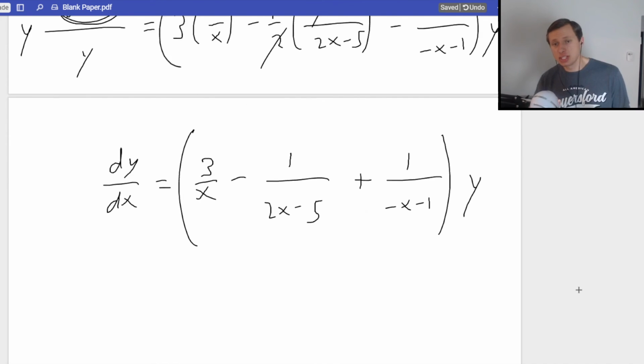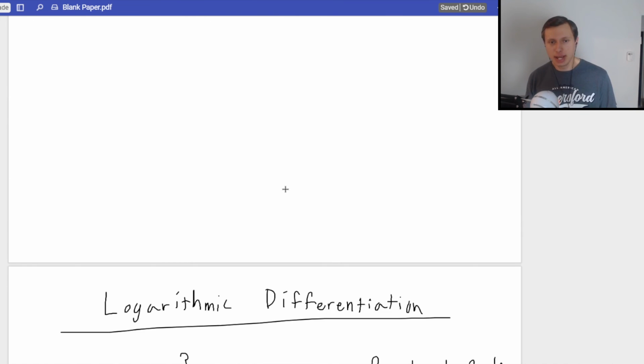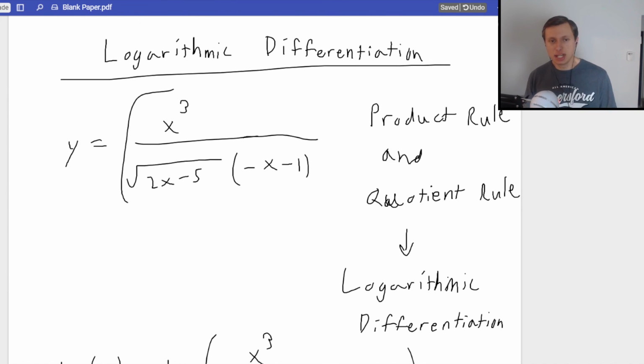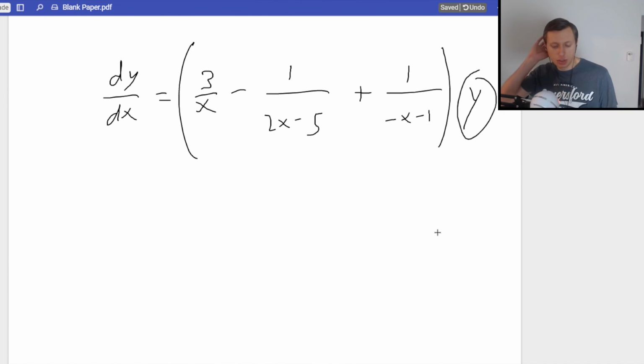Now, I would love to say this is the final answer, but it's not. And that is because the last thing we need to do with this problem, notice we did not have a y in our initial problem, right? Our initial problem way back up here did not have a y in it. So what I actually need to do is plug in for y. I need to say y is x cubed over square root of 2x minus 5 times negative x minus 1.